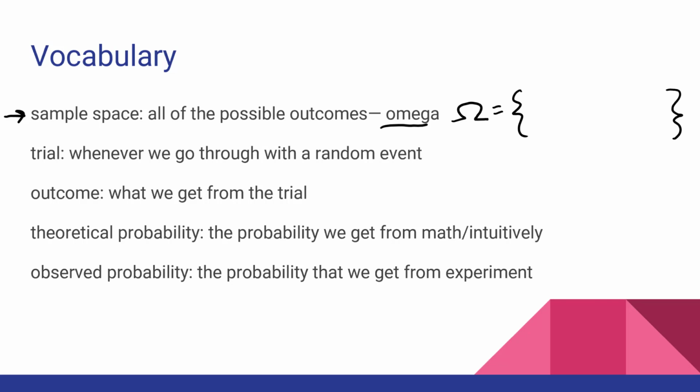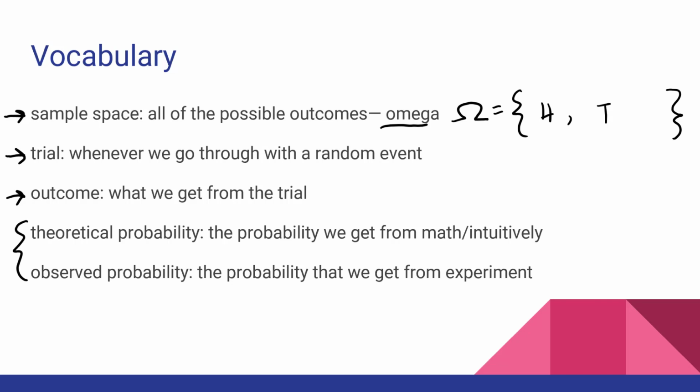For example, if we were flipping a coin, our possible outcomes are heads and tails, right? So our omega would be equal to H for heads and T for tails, and that would be our entire set of outcomes. Next we have our trial. So it's every time we go through with a random event and get some outcome. So every time we flip our coin, that will be one trial. Next we have the outcome, so that is what we get from the trial, that is our actual heads or tails.